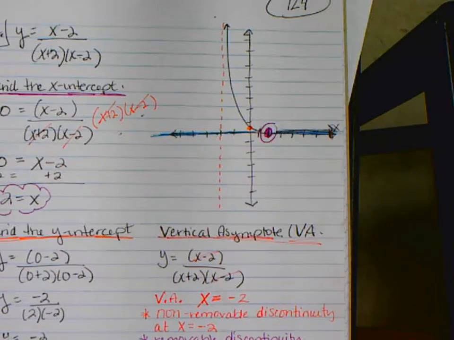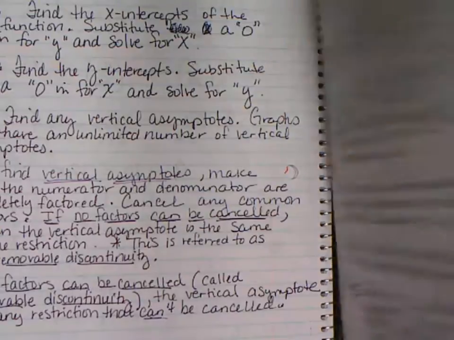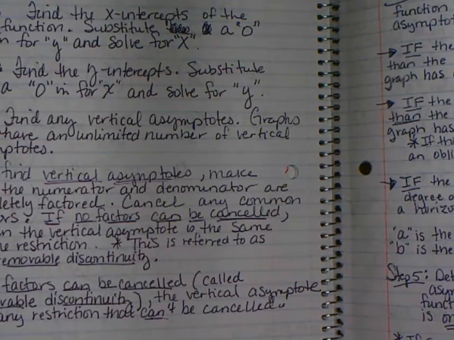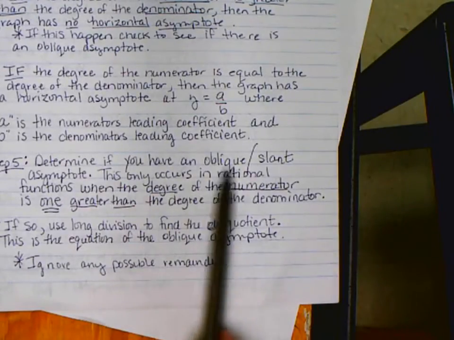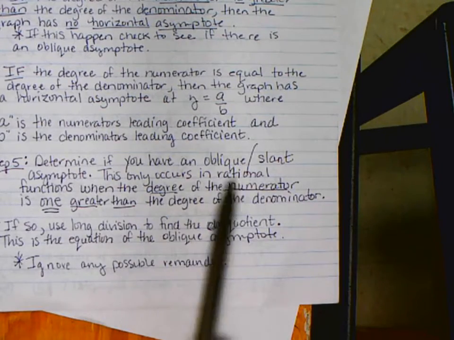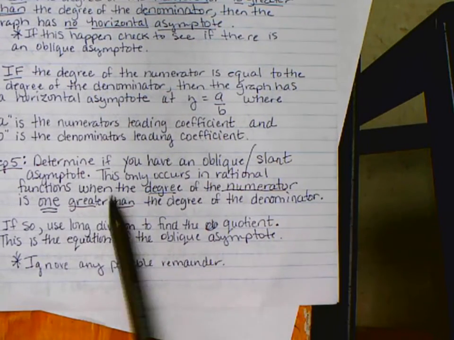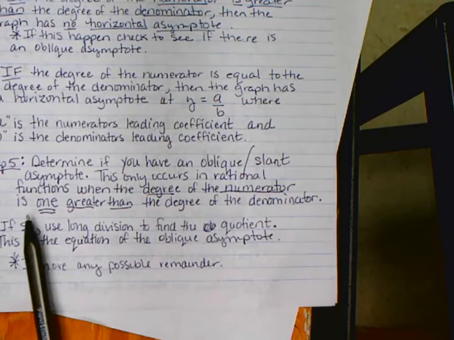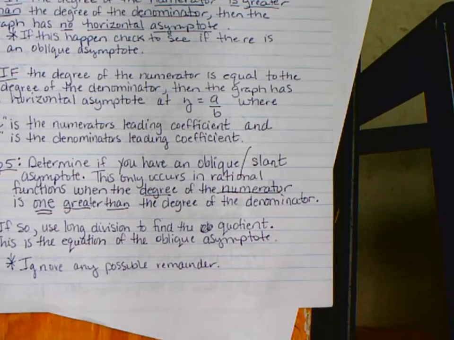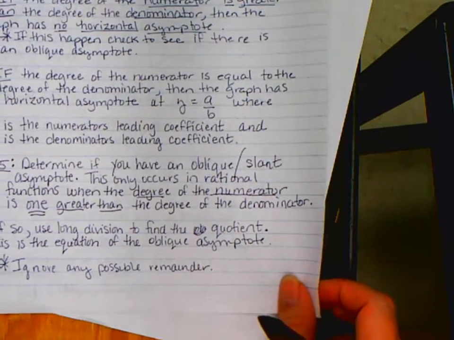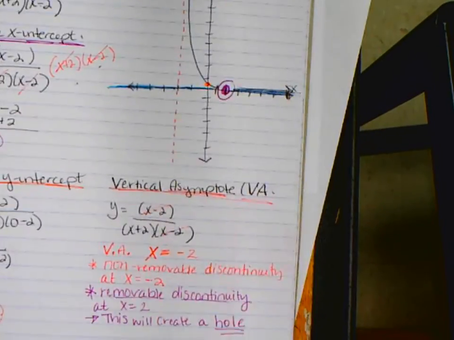All right? Oh, I forgot. We were supposed to check for oblique asymptotes too. That was step 5. Determine if you have an oblique asymptote. This only occurs in rational functions, which is what we're doing, when the degree of the numerator is 1 greater than the degree of the denominator. Well, was that true? No, so we don't have to worry about a slant asymptote, also called an oblique asymptote. But just to check.